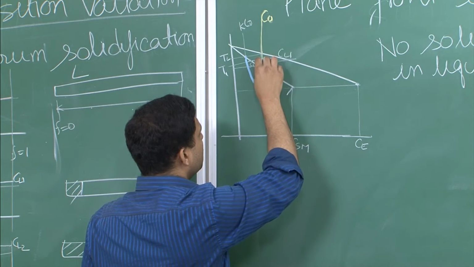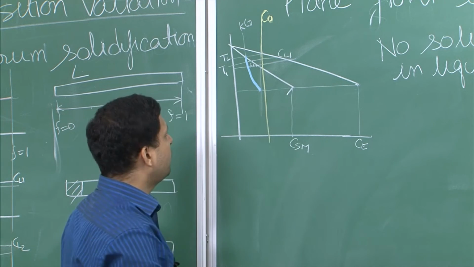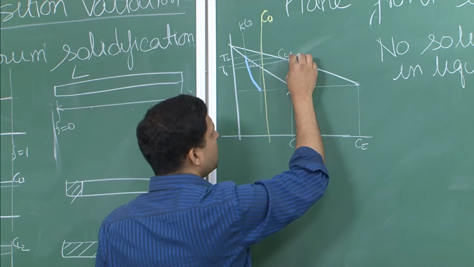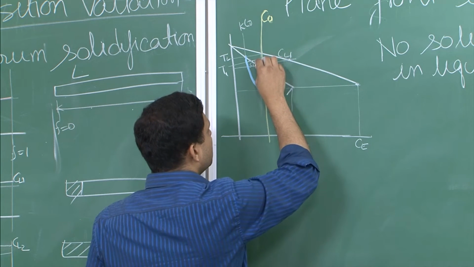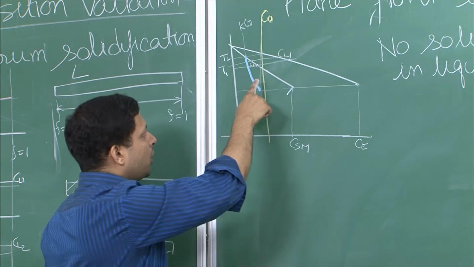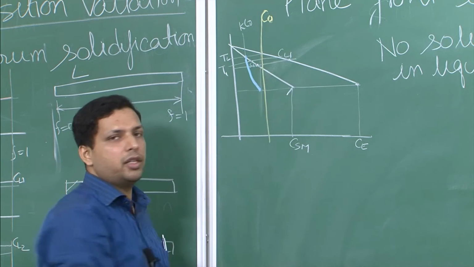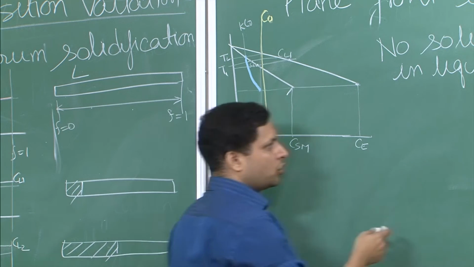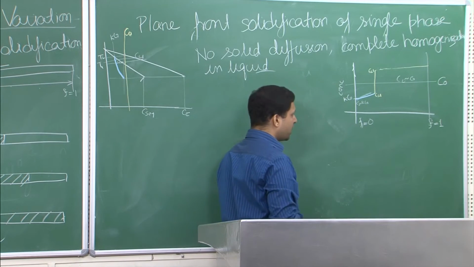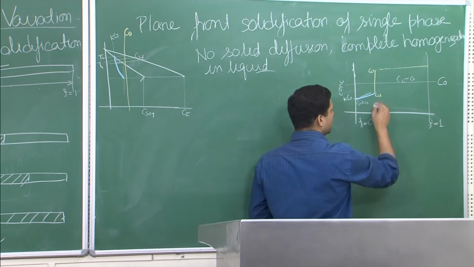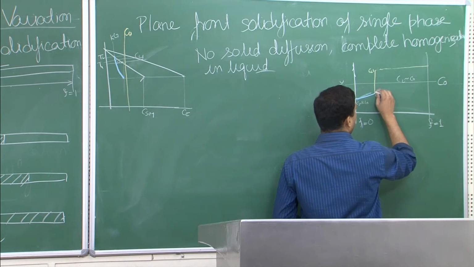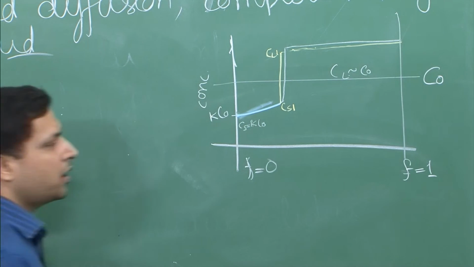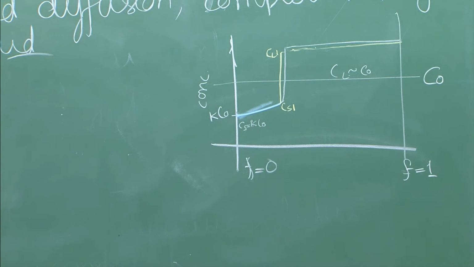So this is the concentration of the solute that forms over here, and this is the concentration of the liquid. Now it is still lower than C0, it means it is ejecting some of that solute into the liquid. So once it ejects that solute, it gets into the liquid, and therefore the concentration of the solute in the liquid increases further.